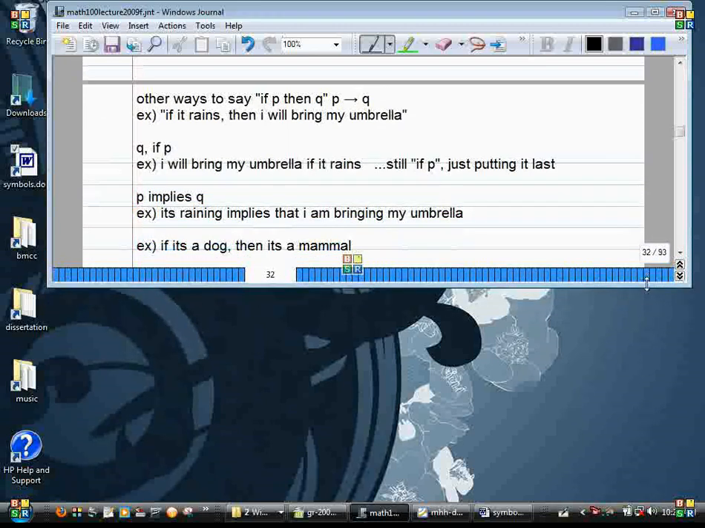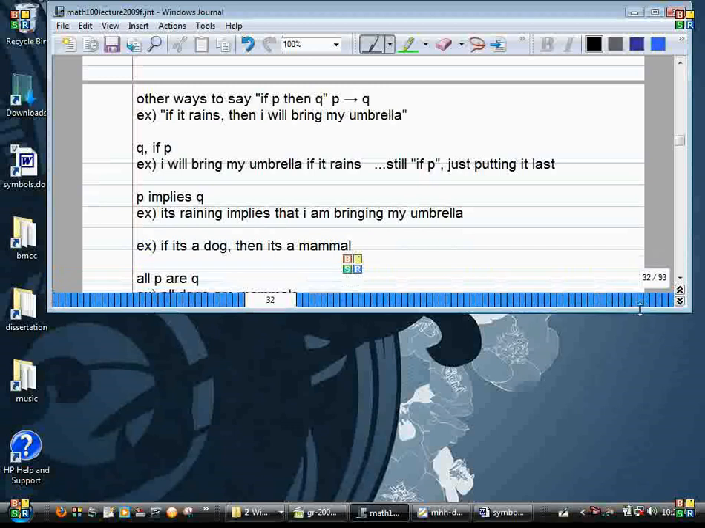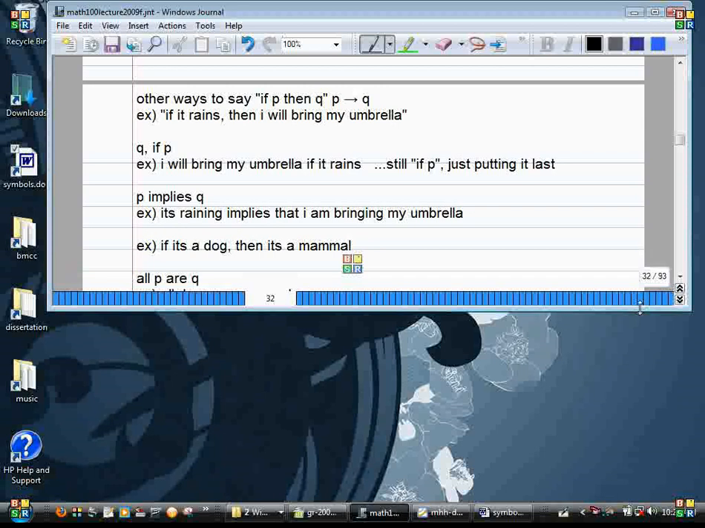So now I want to take a look at this statement in order to show you another way of thinking about this. If it's a dog, then it's a mammal. So do we agree with that statement? I hope so. This will let you see another way, in a situation like this where you're describing objects, to say if P then Q. All P are Q. So how can we restate this in that language? All dogs are mammals.